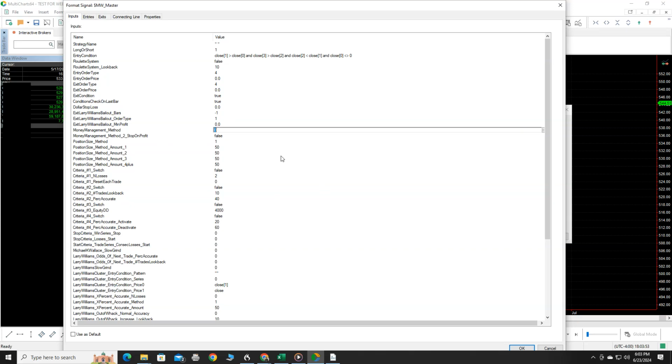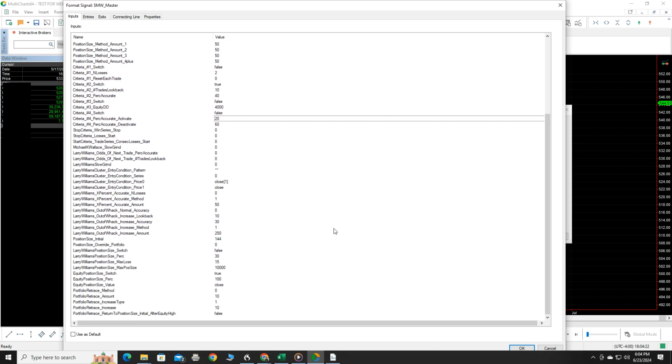Like in the Larry Williams example on position sizing, we're going to set our money management to 1. We're going to set our look back on criteria 2 to true. We'll talk about these combining inputs in a later video, because that's where it really gets interesting when you start combining these different money management inputs. So we turned on money management. We have not touched the equity position size method. We set it to true.